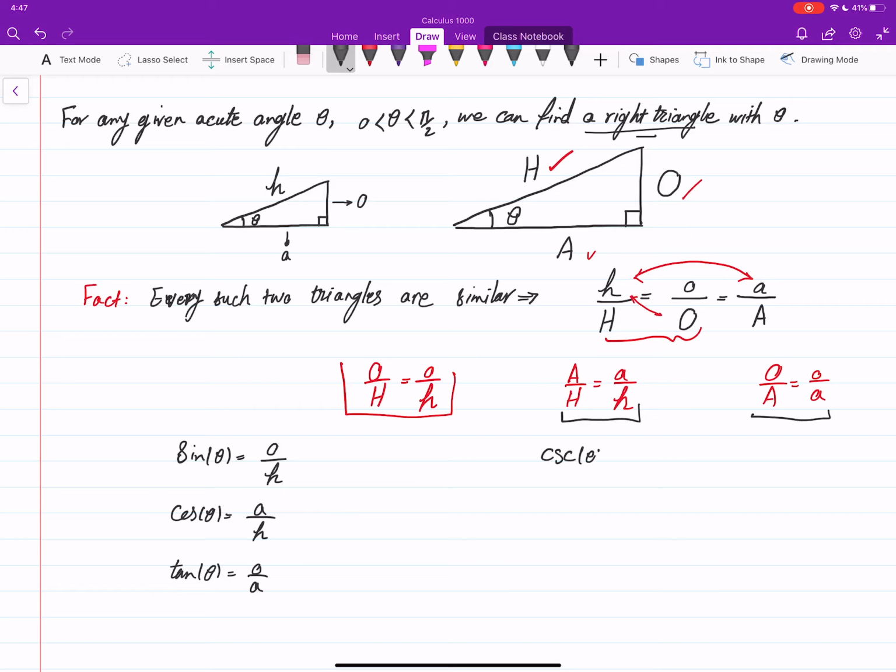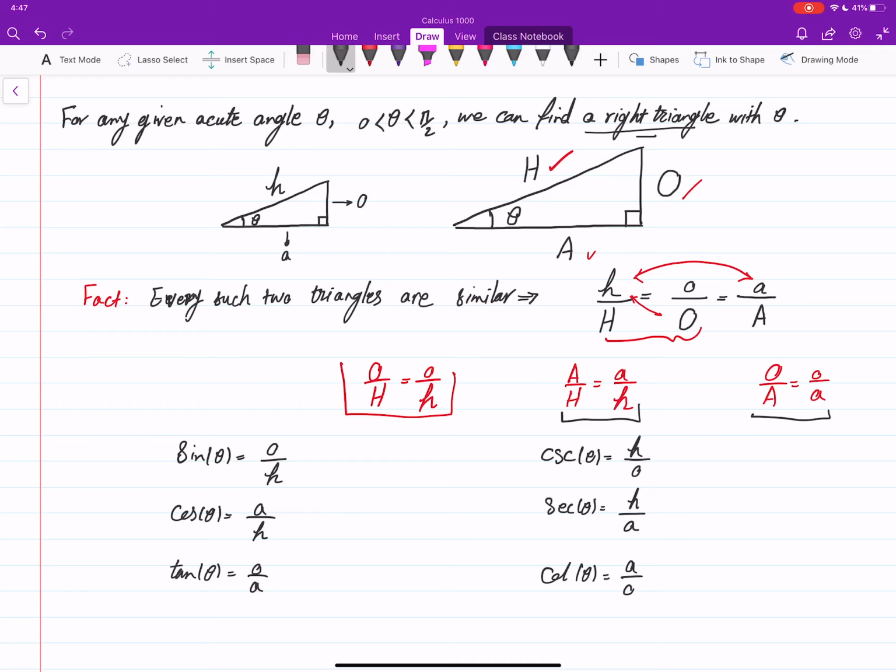cosecant theta would be H over O. Or secant theta will be H over A. And cotan theta will be just adjacent over opposite.